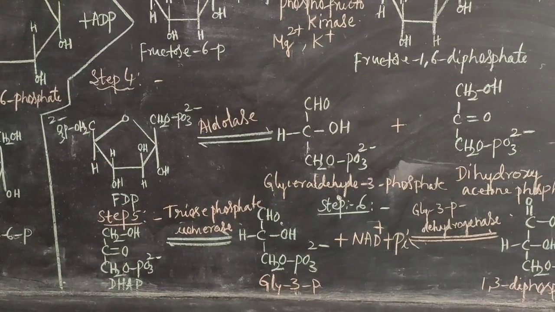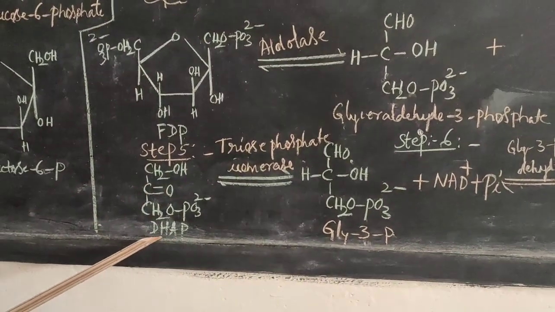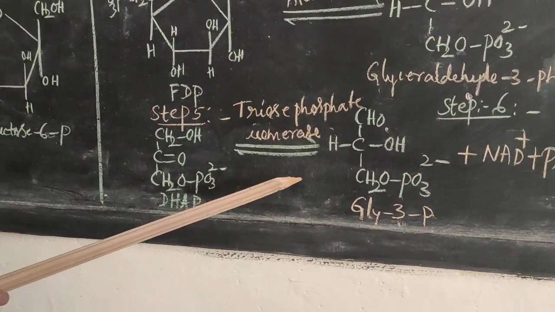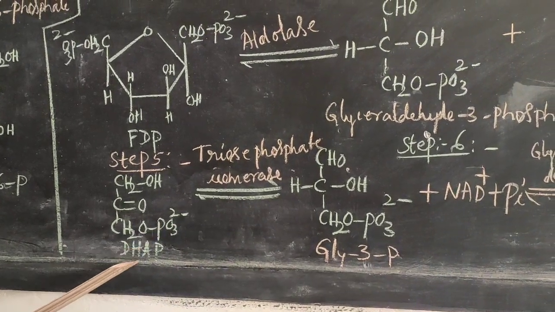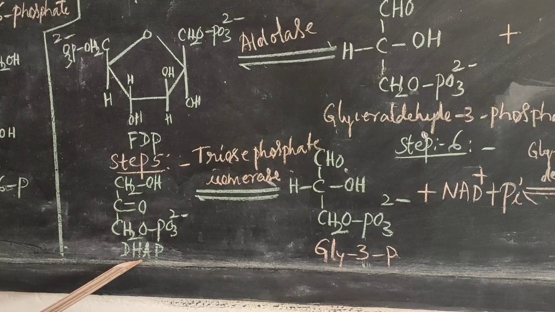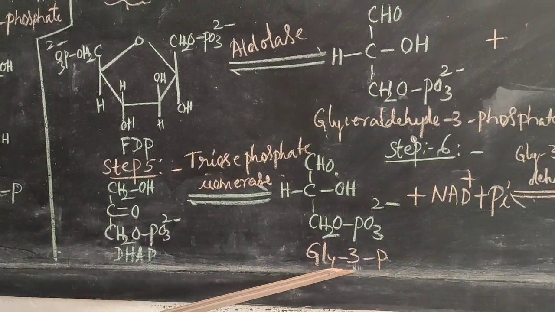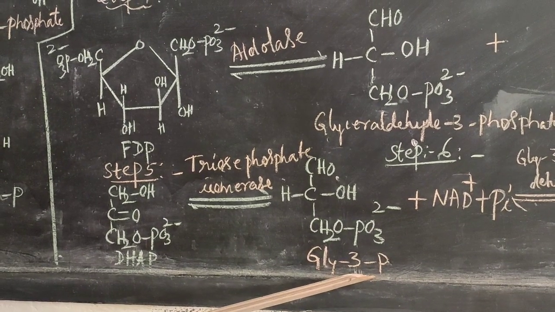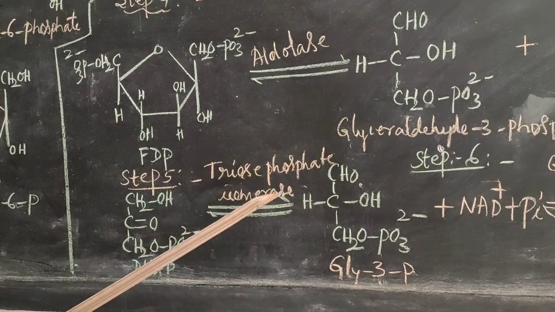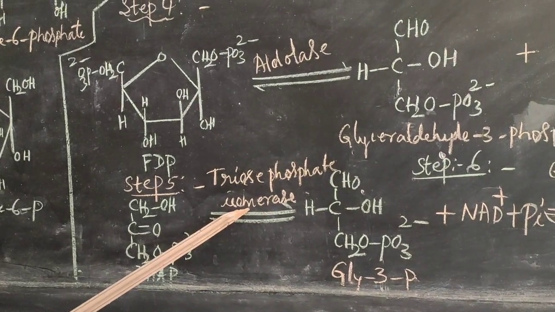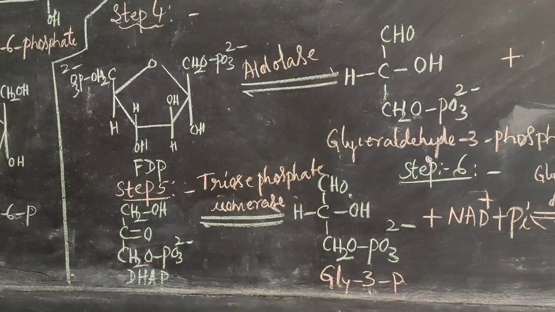And step number 5 is an isomerization reaction. DHAP is isomerized to glyceraldehyde 3-phosphate. DHAP, a ketotriose, is isomerized to an aldose, glyceraldehyde 3-phosphate, with the help of the enzyme triose phosphate isomerase. That is the enzyme required for the isomerization reaction.